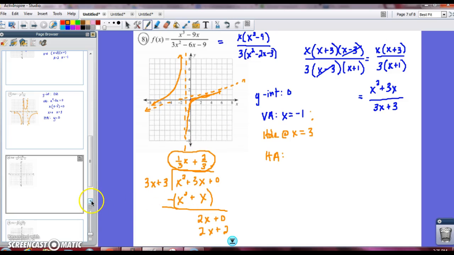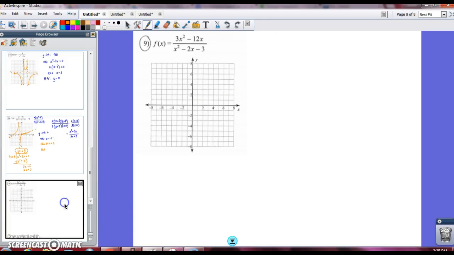Okay, and the last one is very similar, and I'm out of time, but you're going to go about doing that the same way. You reduce it if you can. You will have a horizontal asymptote at y equals 3, and that'll help you with that one as well.